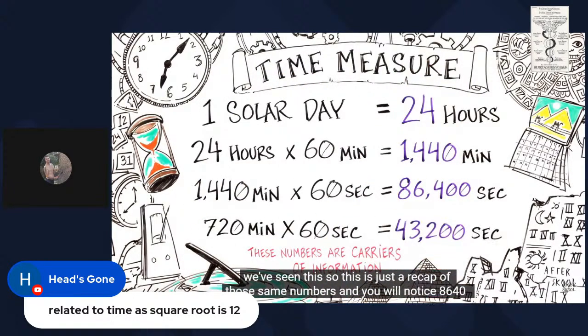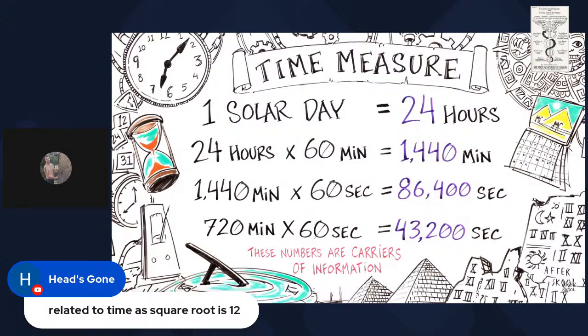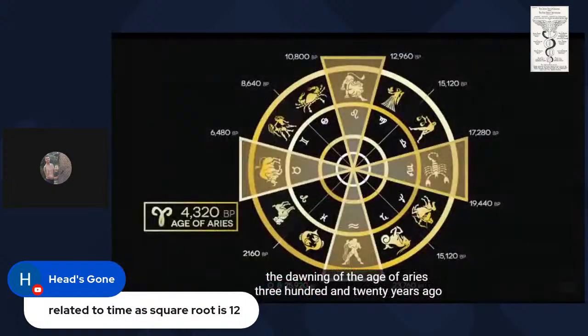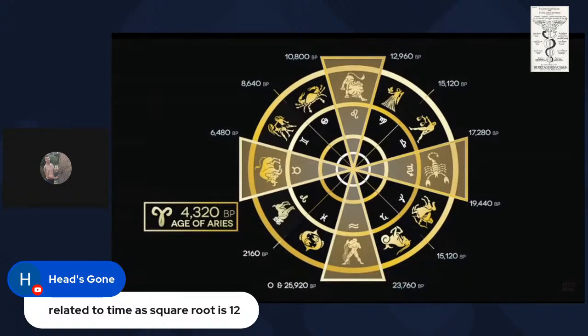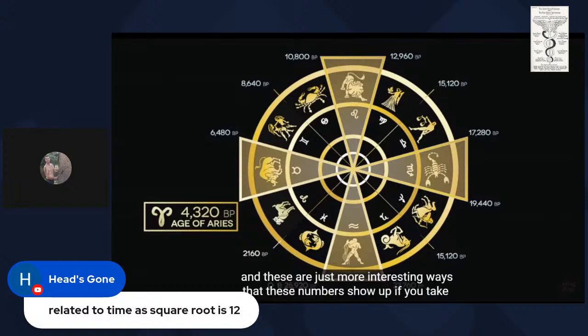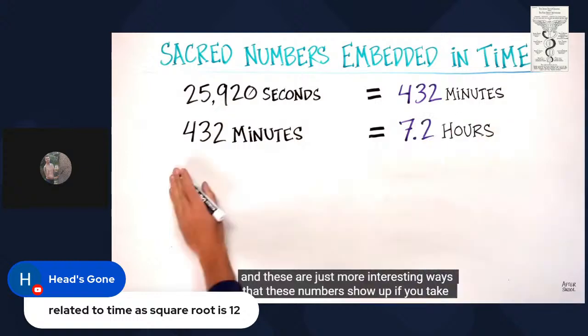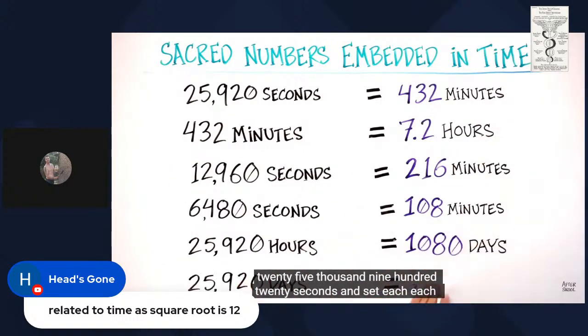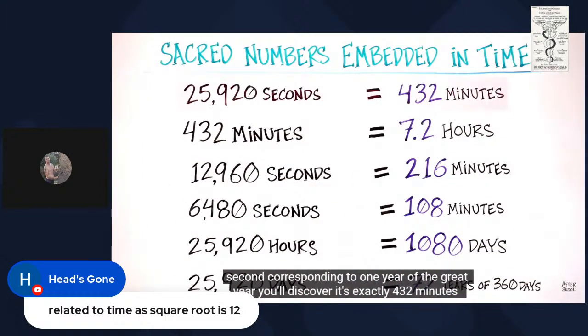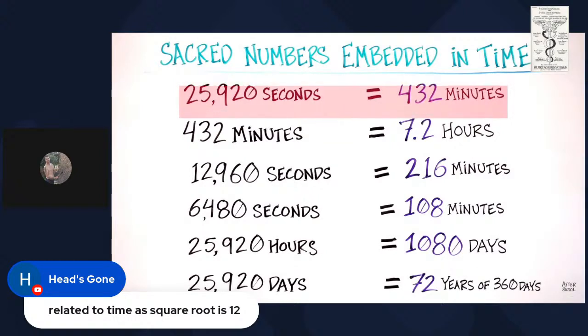And you will notice 8640, the number of seconds in one day. You'll notice that in a half a day, 43,200. Well, if you go back to the dawning of the age of Aries, 4,320 years ago. And these are just more interesting ways that these numbers show up. If you take 25,920 seconds and set each second corresponding to 1 year of the great year, you'll discover it's exactly 432 minutes.